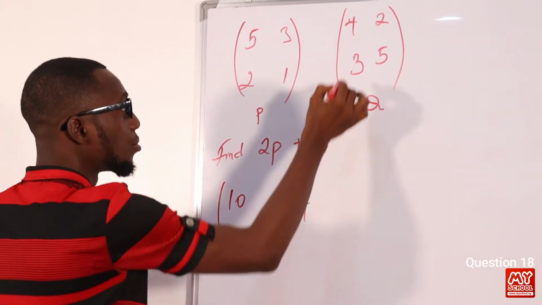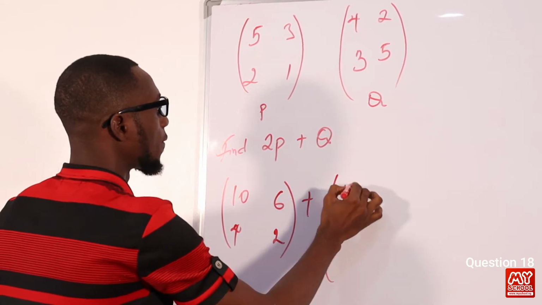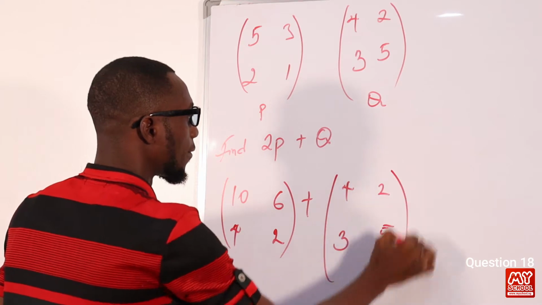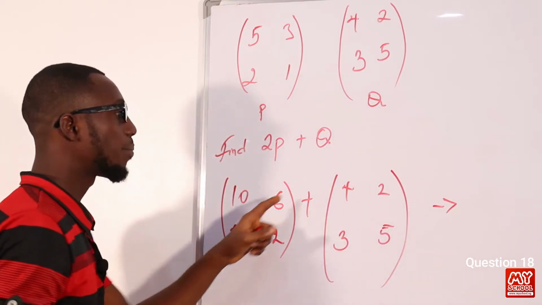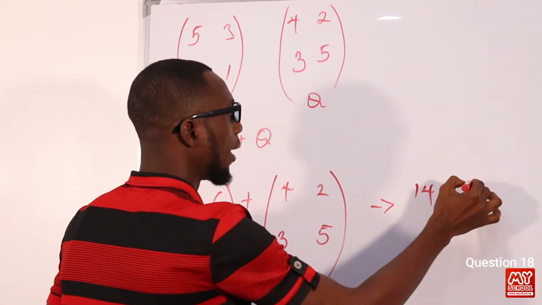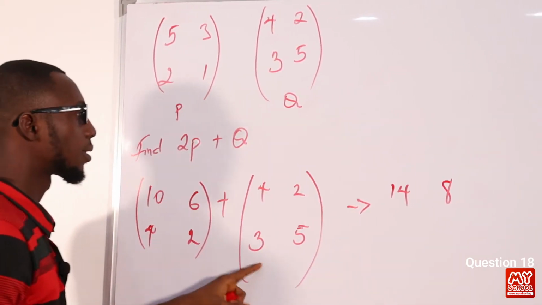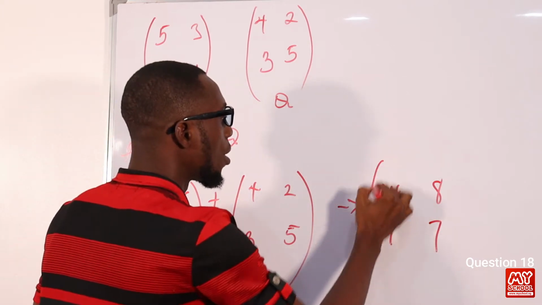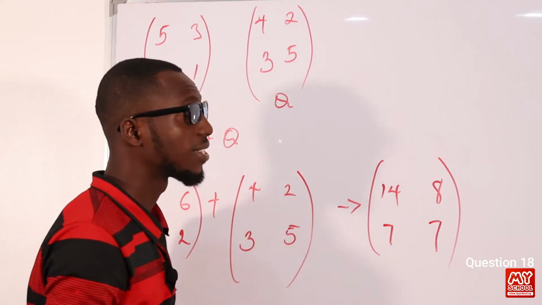We are adding it to Q. This is 4, 2, 3, and 5. So what do we have? 10 plus 4, we have 14. 6 plus 2, we have 8. 4 plus 3, we have 7. 2 plus 5, we have 7. So we have 14, 8, 7, 7.